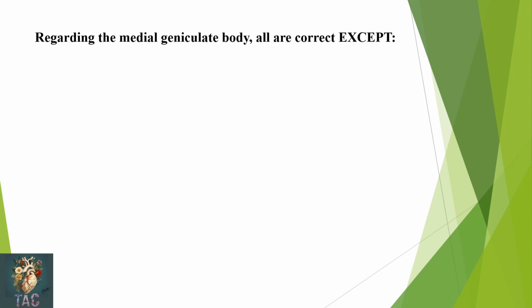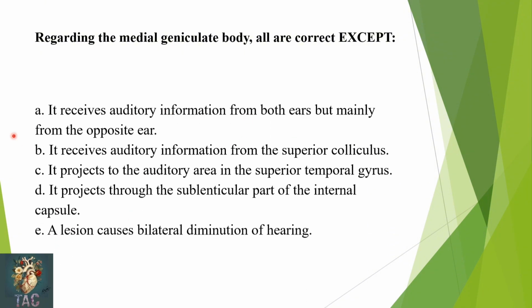Next MCQ is regarding the medial geniculate body, all are true except: it receives auditory information from both ears but mainly from the opposite side, yes. It receives auditory information from the superior colliculus. Please remember, this is not the superior colliculus, this is the inferior colliculus, and this option is incorrect. The other options are correct: it projects to the auditory area in the superior temporal gyrus, it projects through the sublenticular part of the internal capsule, yes, and a lesion causes bilateral diminution of hearing. So option B is correct for this MCQ.